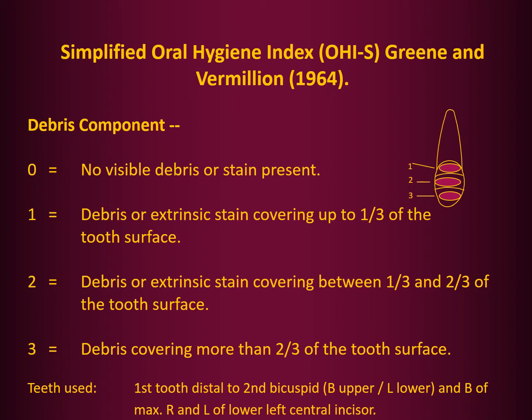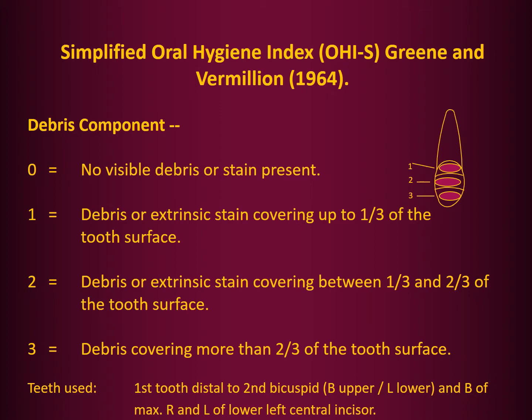Now, the teeth used in this are the first tooth distal to the second bicuspid. This is the buccal of the upper and lingual of the lower, and the buccal of the maxillary right and left lower central incisor. The reason that some people use a modification of the number of teeth is that it makes it easier to conduct a survey because you don't have to do 28 or 32 teeth. So it's a little bit simpler to use than evaluating every single tooth.